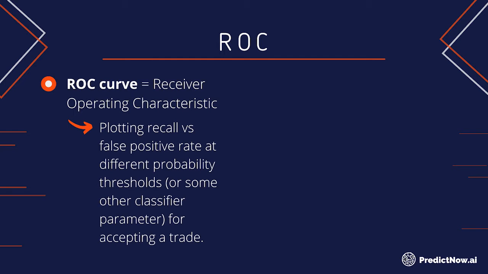So both the accuracy, the recall, and the precision are all based on a 50% threshold. If your probability is greater than 50%, it's going to call it a winning trade. Otherwise, it's a losing trade. But the ROC curve plots that as a function of the probability threshold, and that tells you a much more complete picture of your classifier, whether it's good or not.